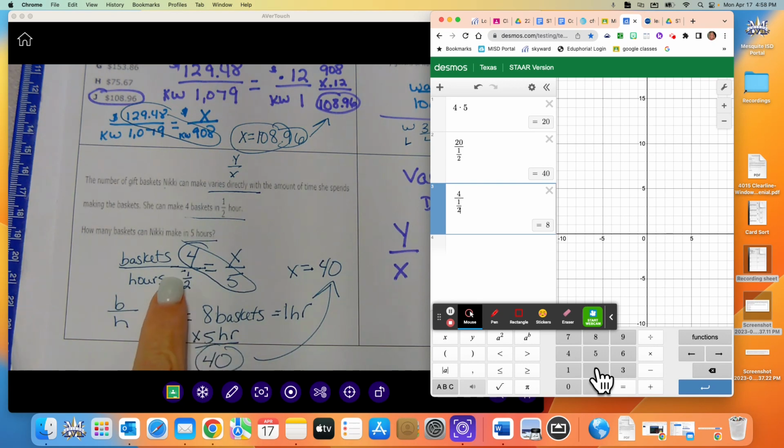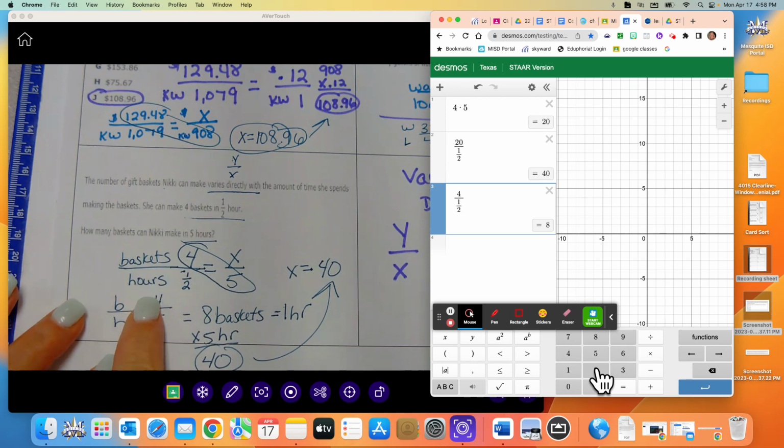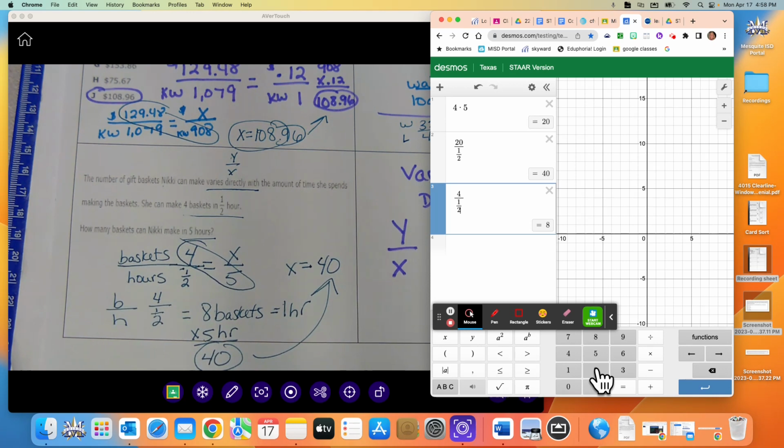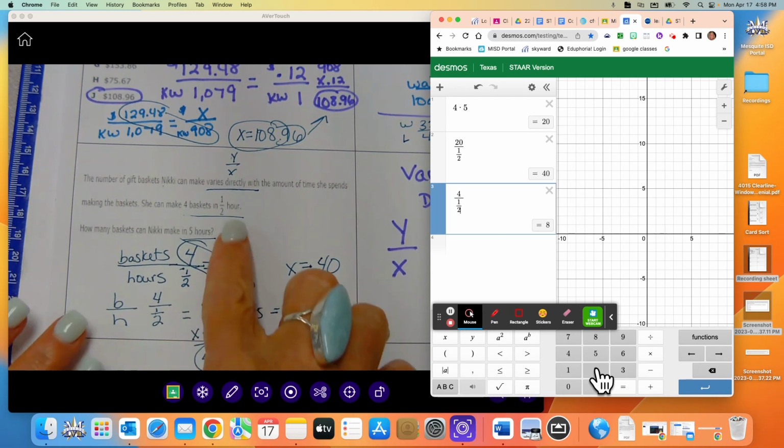So it doesn't matter if we set it up as a proportion, but if you set it up as a proportion, make sure that you're labeling. Or you can divide and figure out how much it is for one, and then turn around and multiply.